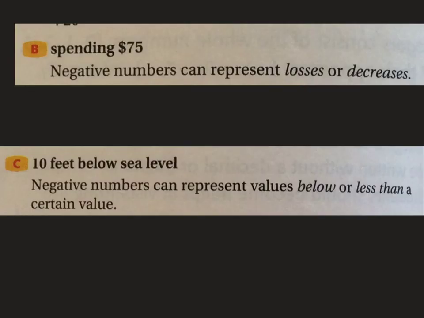Okay, same directions for these ones. Spending $75, so negative numbers can represent losses or decreases. So I would say this is a negative 75. I should get my dollar sign in there for my unit. Negative $75. So that means we're spending it, we're getting rid of it. So spending is a way we can represent negatives.